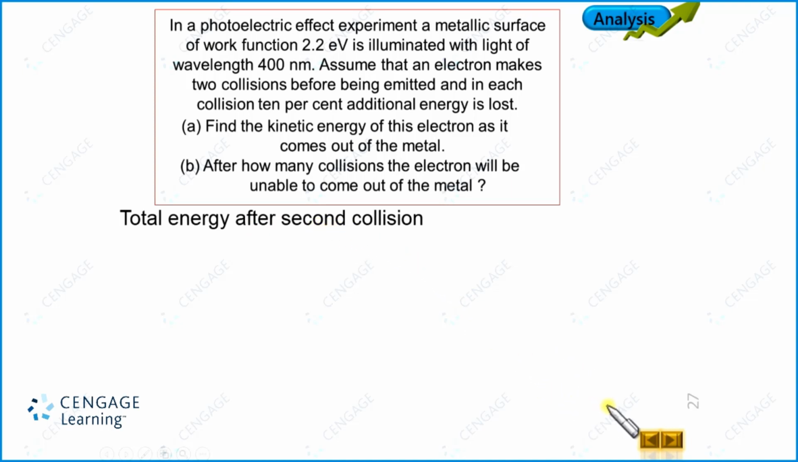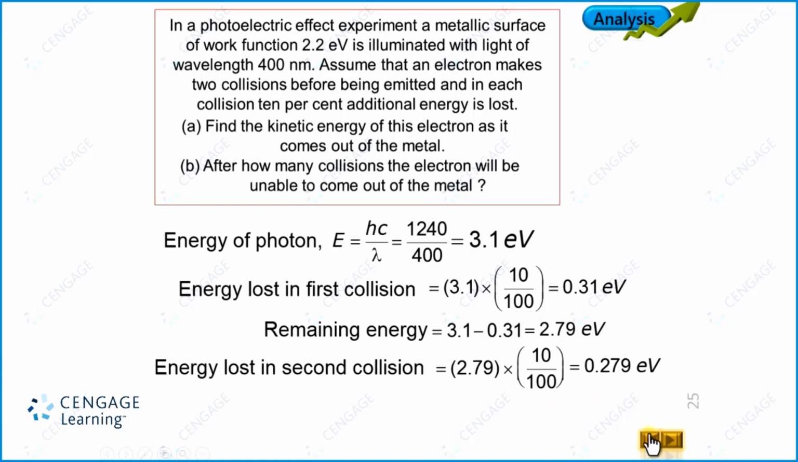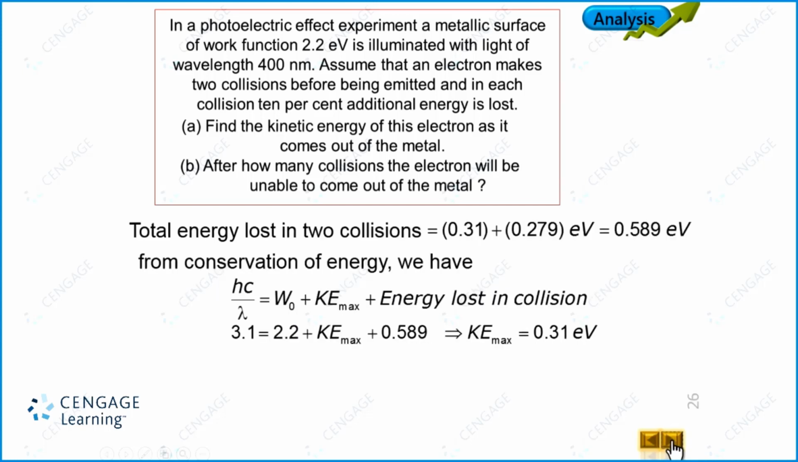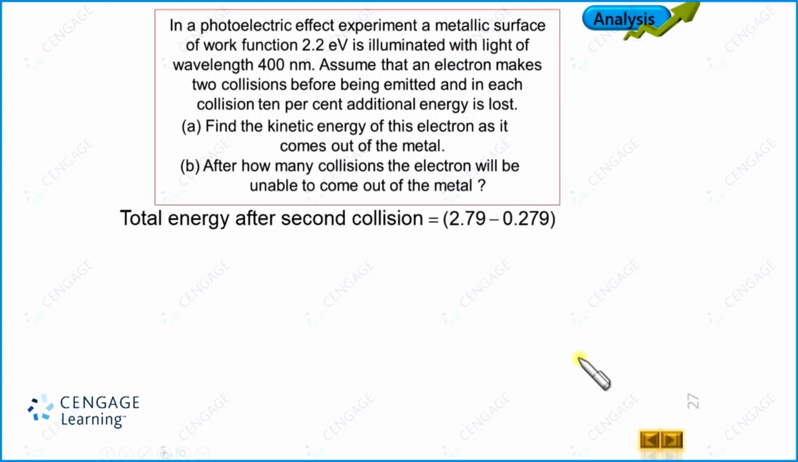This is 2.79 minus 0.279. This is the scenario after the second collision, and this value is 2.511 electron volt, right? Now again 10% energy will be lost. So let us calculate the energy lost in the third collision. That means we need to again calculate 10% of this value.